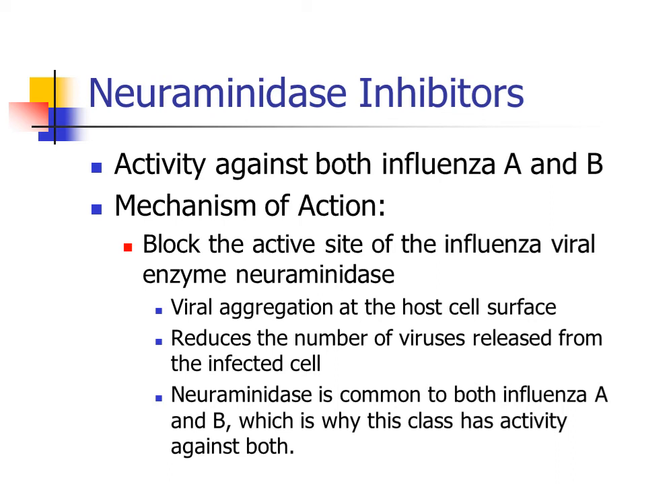And what this neuraminidase then does is cause a viral aggregation at the host cell surface. And so if we're inhibiting that, we can reduce the number of viruses released from the infected cell. Since this enzyme is common to both influenza A and B, that's why the neuraminidase inhibitor class is active against both types of influenza.